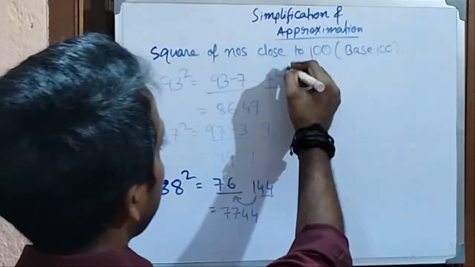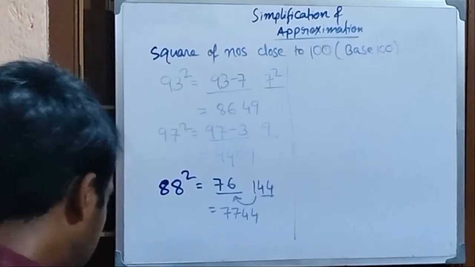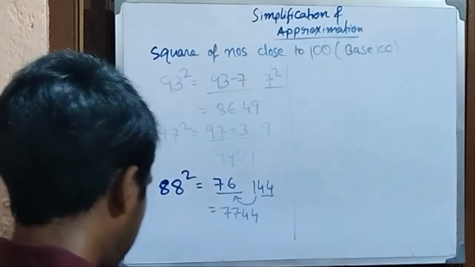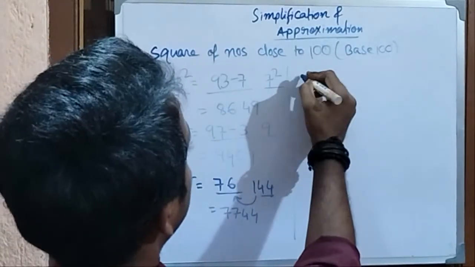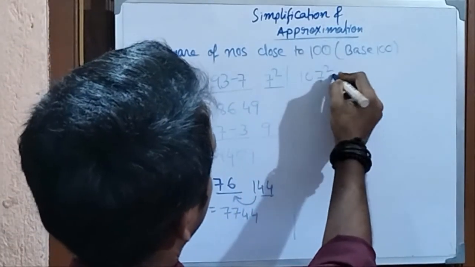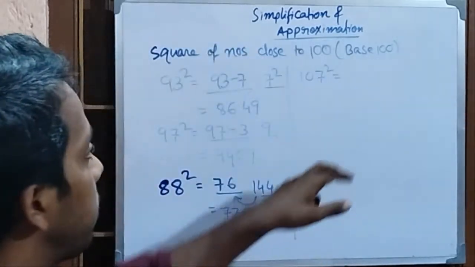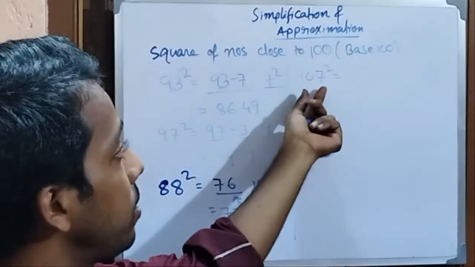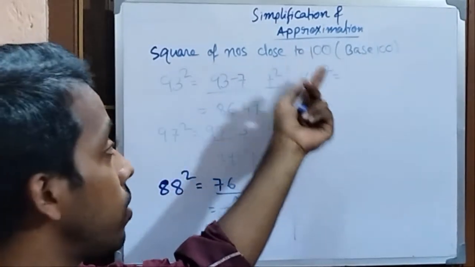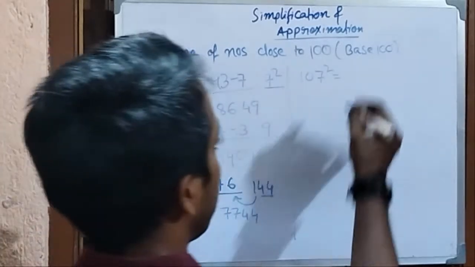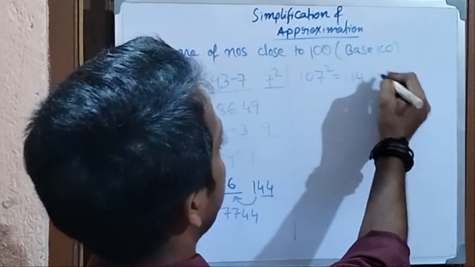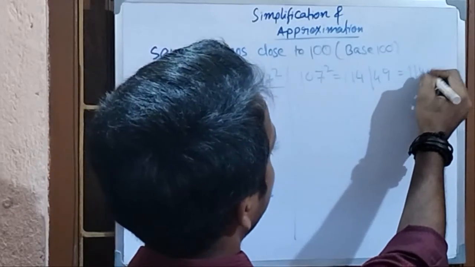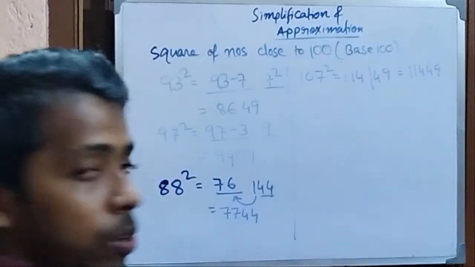Moving to some more examples, which are close to 100 but more than 100. So take the number 107 square. Here you can see it is 7 more than 100, and the number itself is given, 107. So 7 should be added to the given number itself. So 107 plus 7 is 114, and 7 square is 49. So our answer is 11449. Take some more examples.